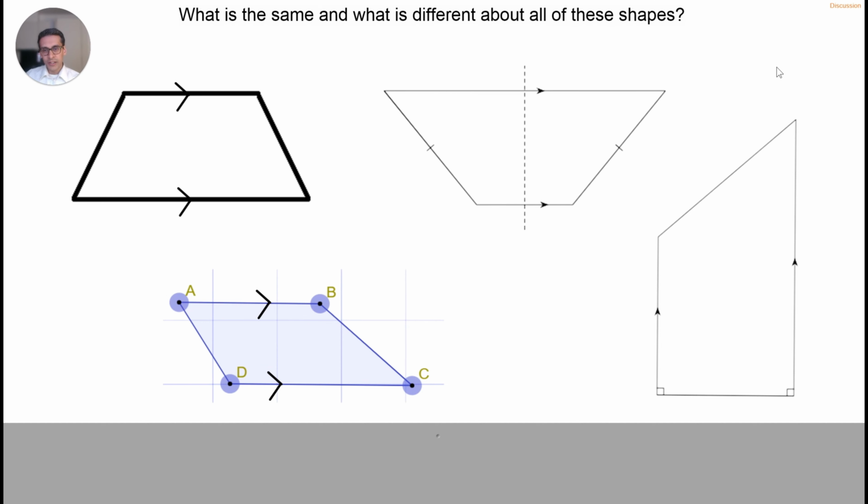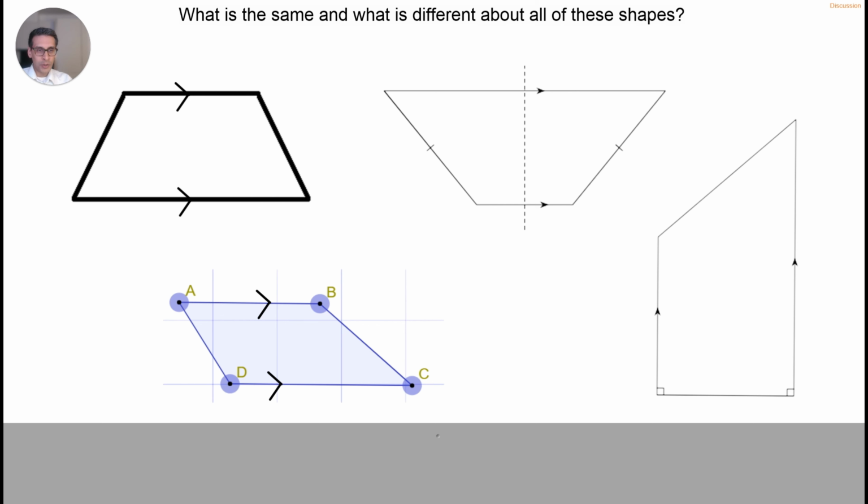Hey friends, we are going to be looking at the area of a trapezium in this video. So let's have a quick look at some properties of trapeziums. You may notice a few things that are similar between these shapes and a few things that are different between them. So take a moment to think about what they are, pause the video and then make some notes.